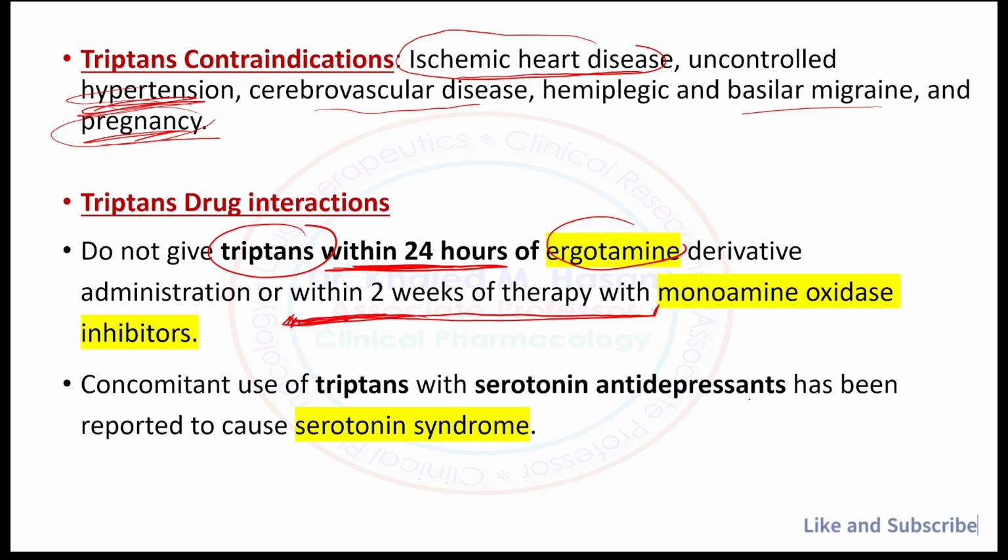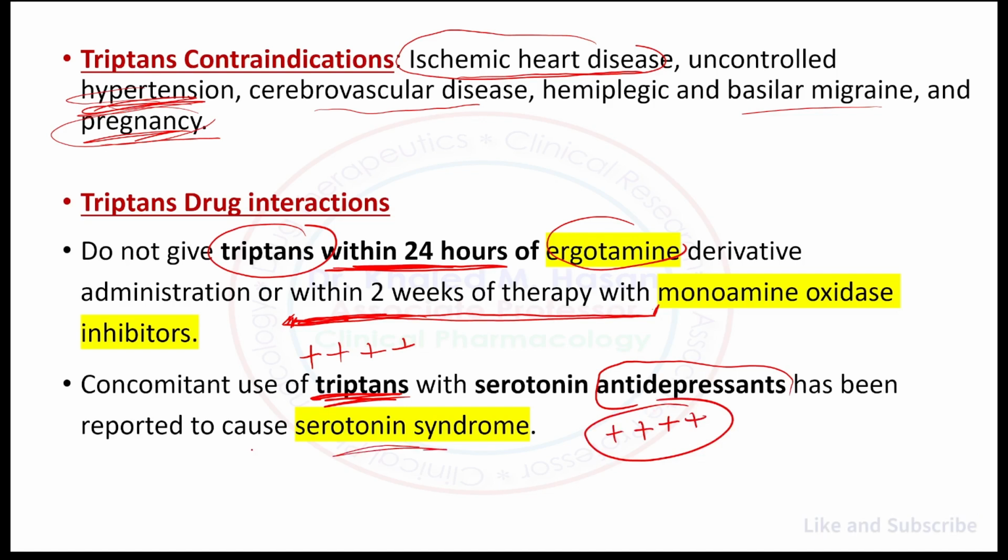Triptan with antidepressants: triptan stimulates the serotonin receptor. If you prescribe an antidepressant that acts on serotonin, this will lead to a condition called serotonin syndrome, because serotonin will be increased in our body and the patient may suffer from serotonin syndrome.